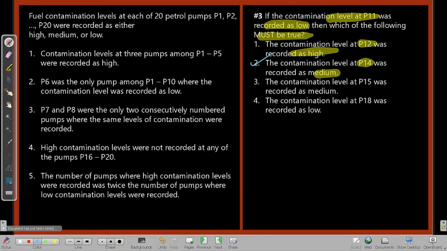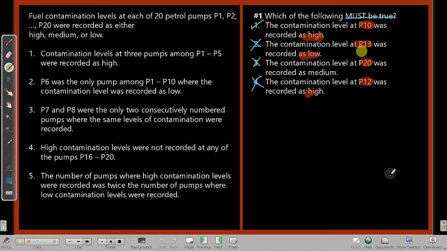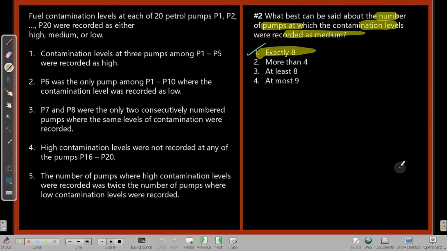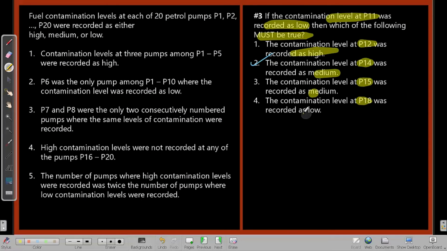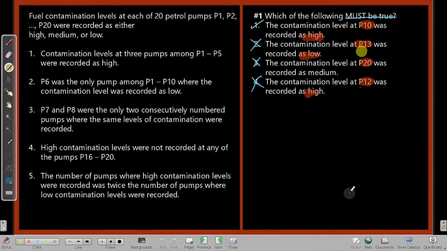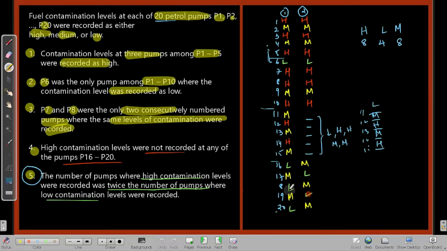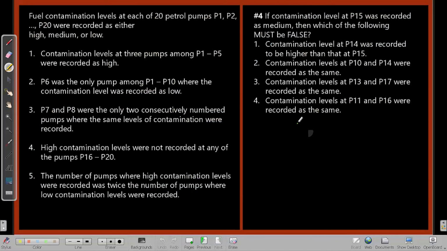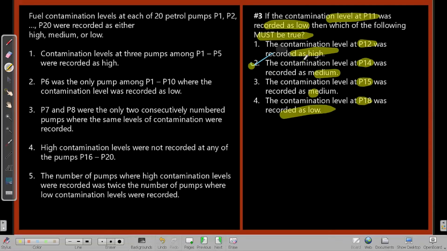We can check 3 and 4 as well. The contamination level of P15 is medium. Is that the case? Actually, P15 has to be high. So that is incorrect. And let's look at the last case, which says the contamination level of P18 was recorded as low. Is that the case? Which is not the case because P18 is way down there in medium. So we are looking at something that must be true. Therefore, we can say the answer to that question is definitely 2.